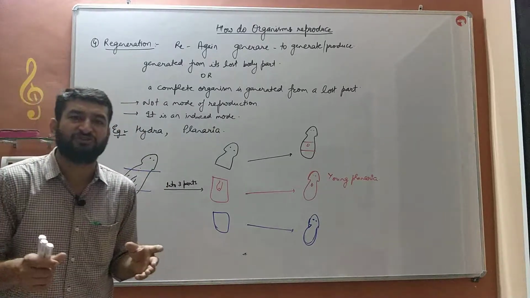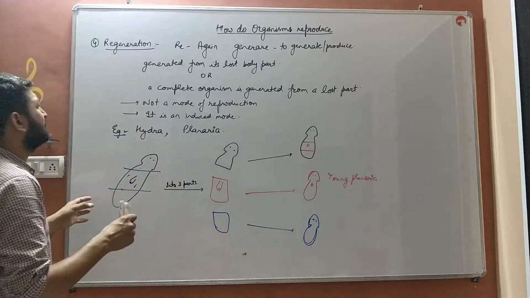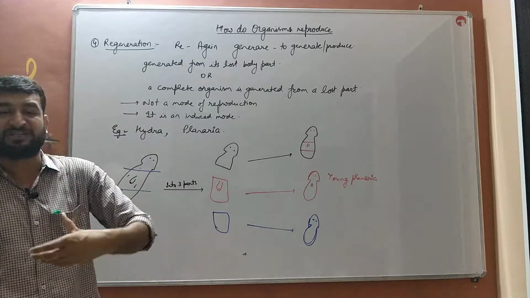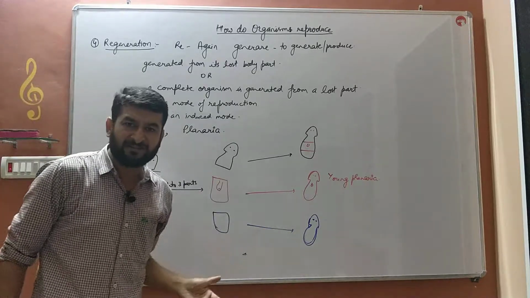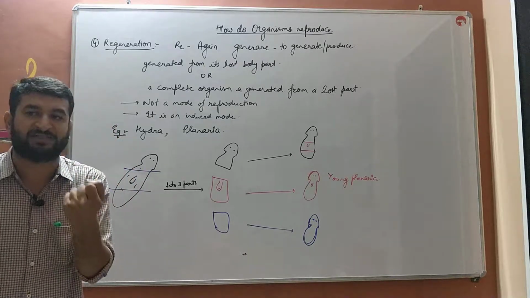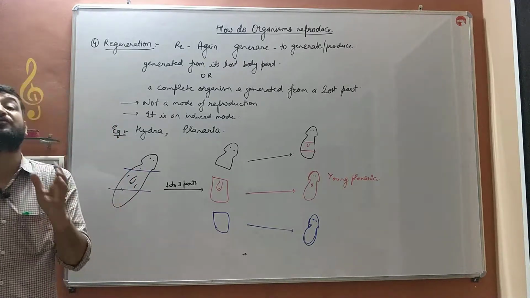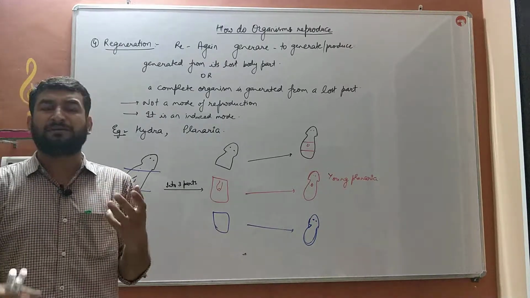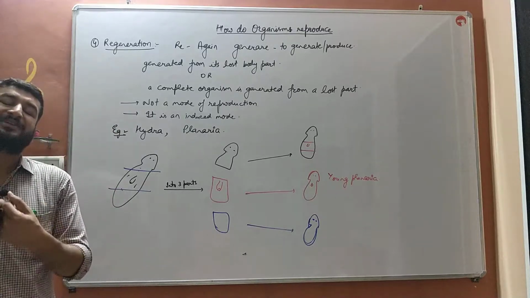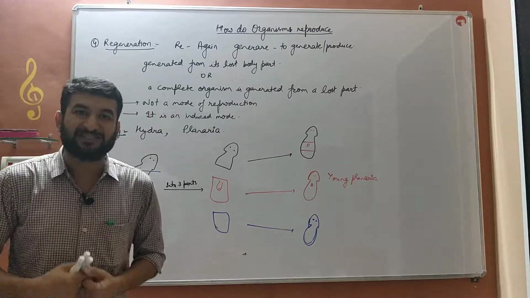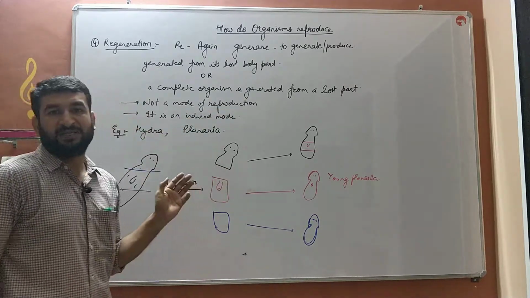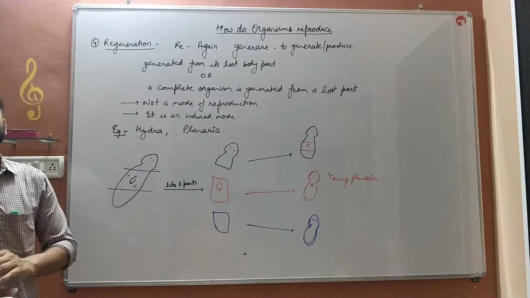So what happens in regeneration, bache? The specialized cells, which are known as regenerating cells or de-differentiated cells, multiply quickly, and then they form a mass, a ball of cells. That ball of cells then differentiates and takes different shapes, sizes and structures to make the complete organism. That is known as regeneration.